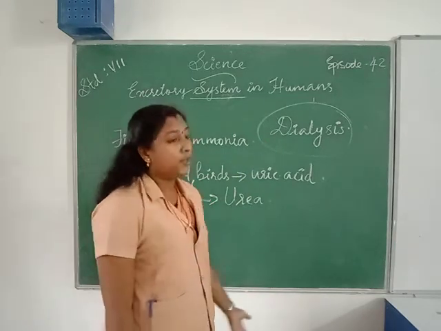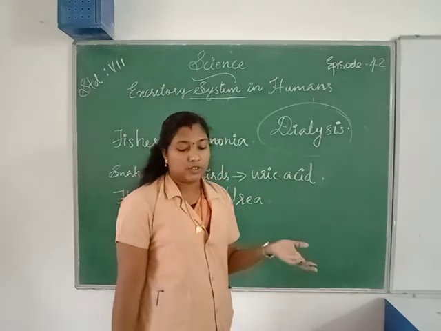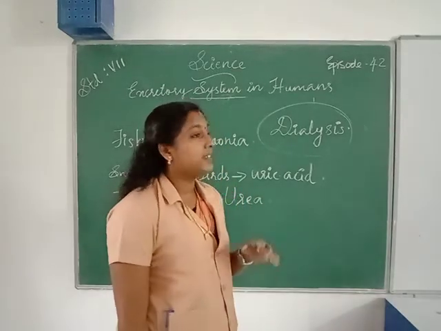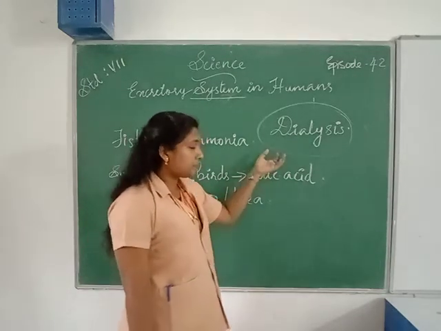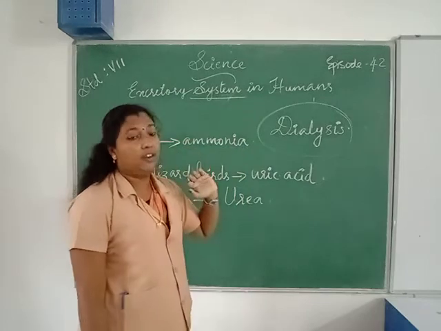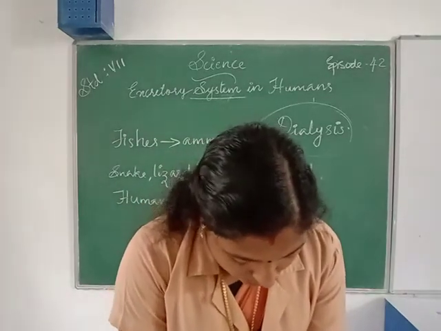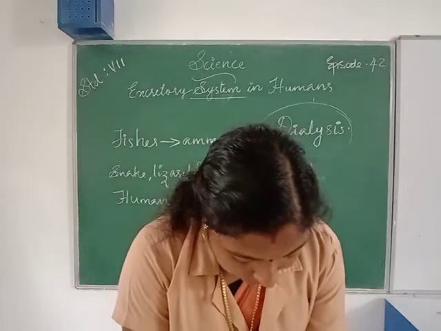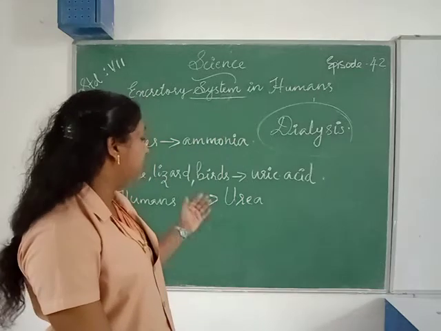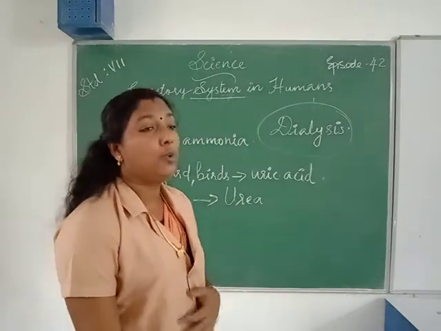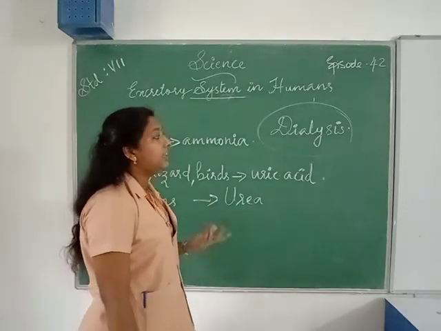So as a result of kidney failure, what happened? Yes, the waste products are accumulated in the blood itself. Due to this, what we have to do is filter the blood periodically through an artificial kidney. That process is called dialysis.